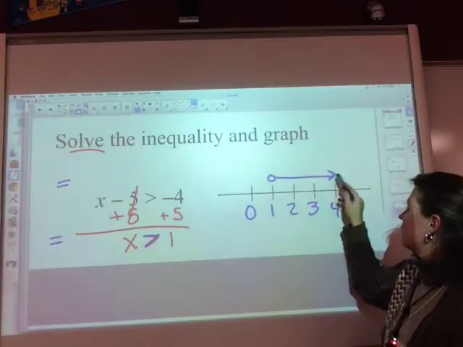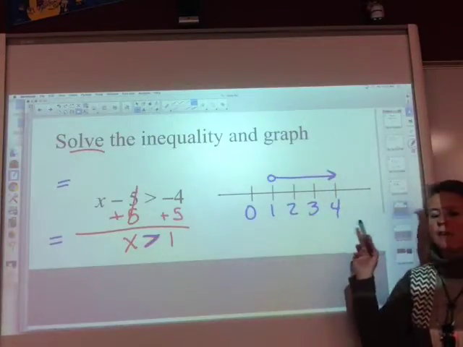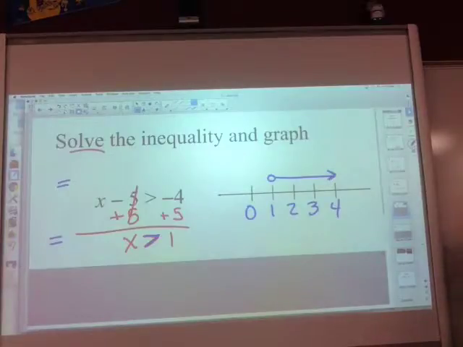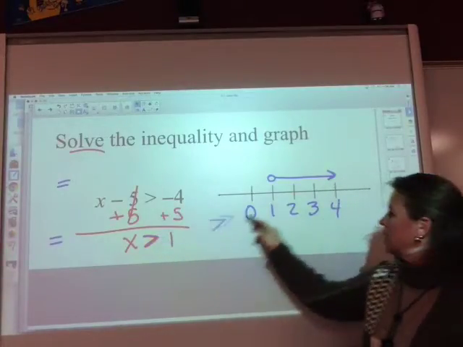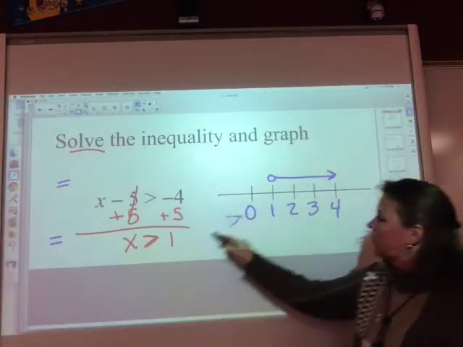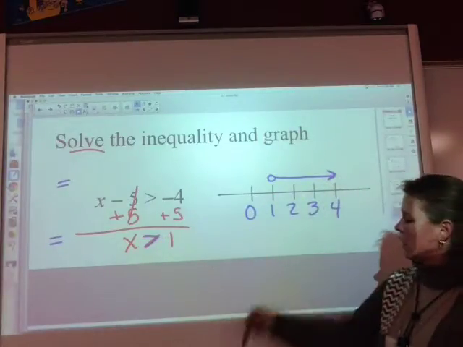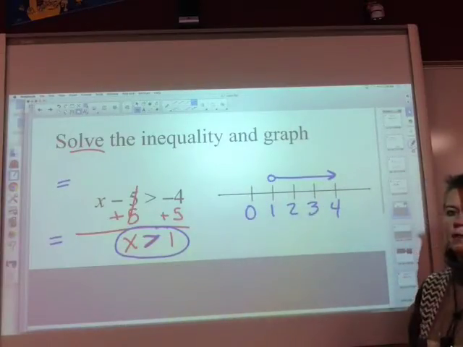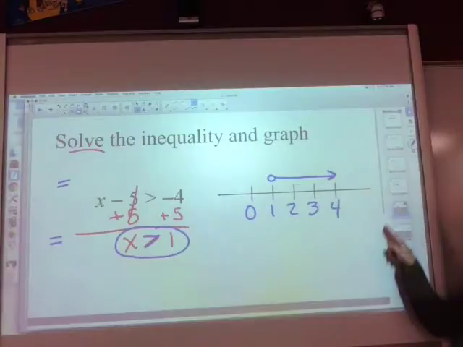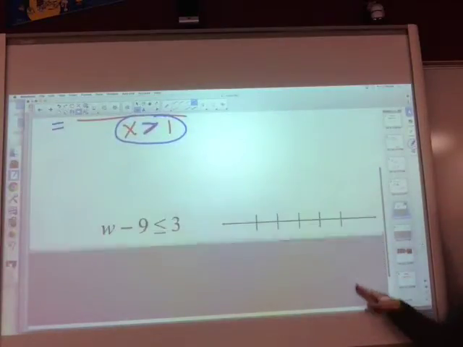What numbers are greater than 1? 2 is, 3 is, 4 is, 5 is, 6, 7, 8, to infinity. Keep going. Check your answer. Does it match? Greater than, greater than. So solve the inequality. Here's your answer for solve the inequality. And graph. There's your answer for graphing. Two parts to every problem.